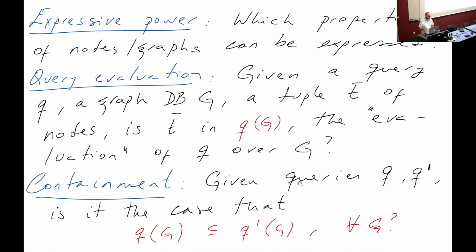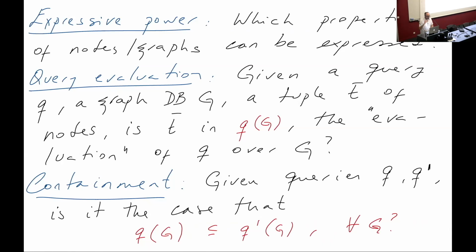And something that will appear in many of the works, but we will not be studying here, though I wanted to mention it because it's important and you will see it in some of these papers if you read them, is the containment problem. Given queries Q and Q prime, is it the case that Q of G is contained in Q prime of G? You use this to check equivalence of queries, like when can you simplify a query in terms of another one because they are equivalent.